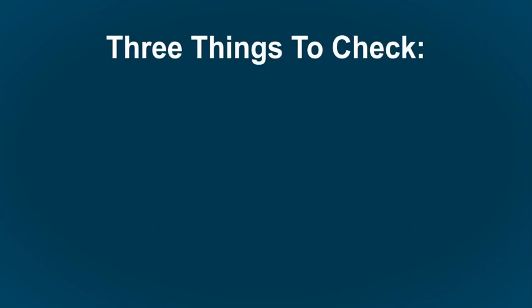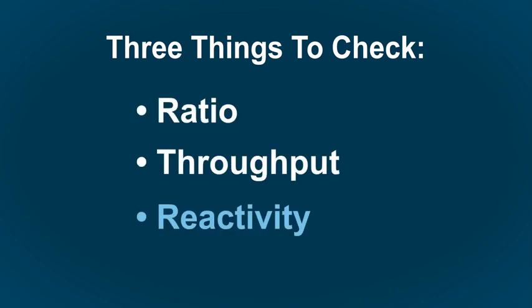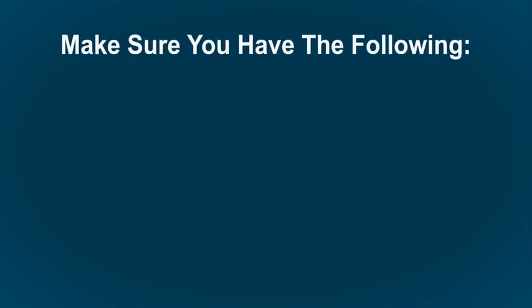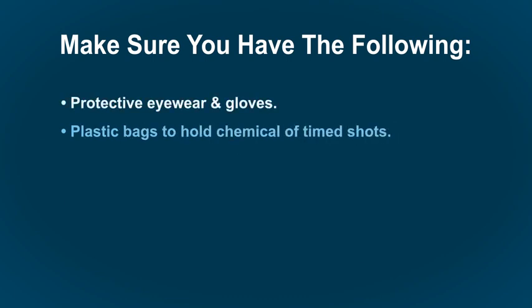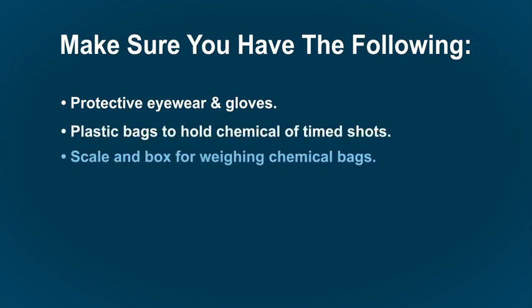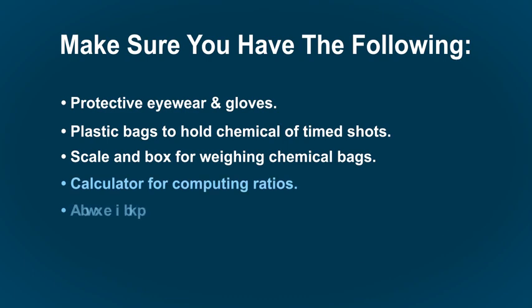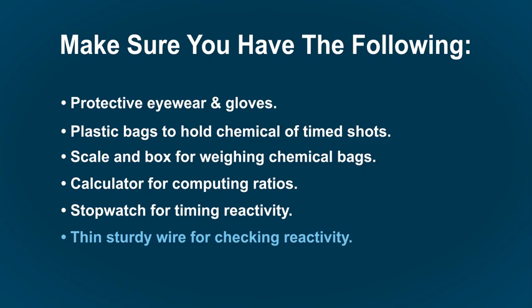The daily QC steps include 3 basic checks: ratio, throughput, and reactivity. Before beginning, make sure you have the following: protective eyewear and gloves, plastic bags to hold chemical of timed shots, scale and box for weighing chemical bags, calculator for computing ratios, stopwatch for timing reactivity, thin sturdy wire for checking reactivity. A small box or trash can is helpful for holding dispensed chemical.